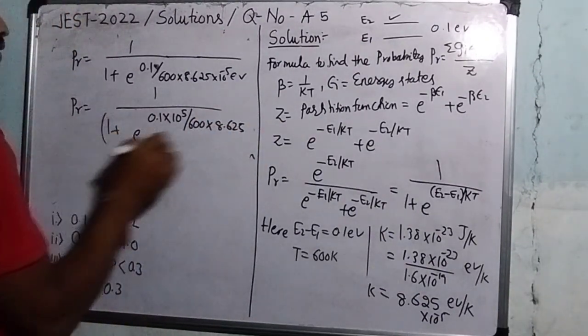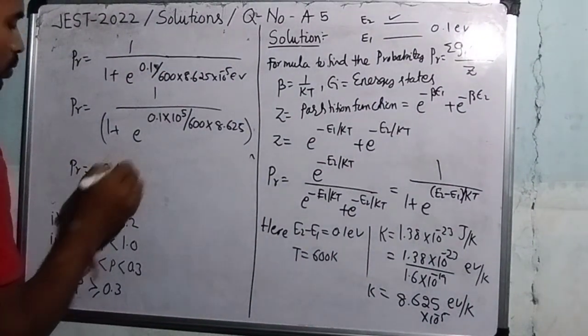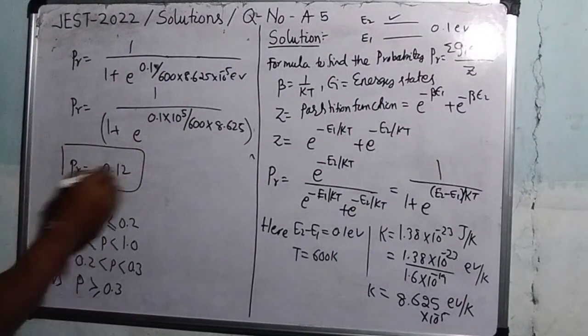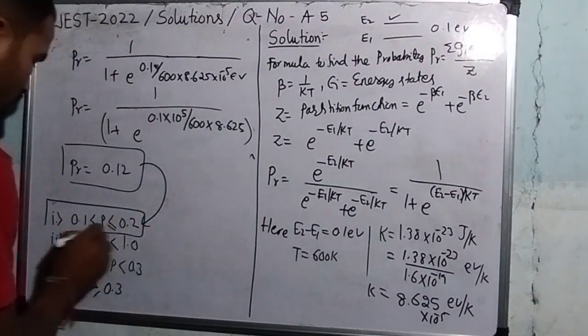If we calculate this with a calculator, we get P_r equal to 0.12, and this value lies between the options, that is, it varies from 0.1 to 0.2, that is 0.12. So this is our final answer.